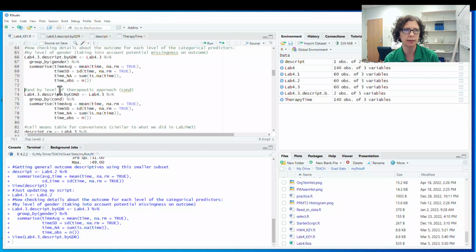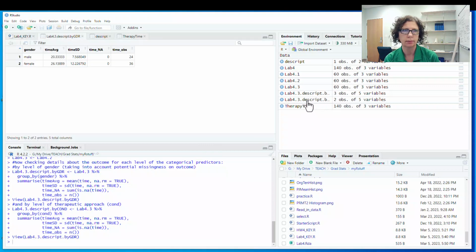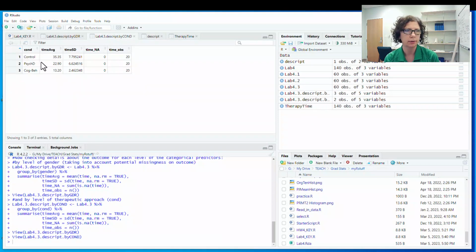I can do that same thing looking at therapeutic approach, which is the variable called COND. That's gender, there we go. So in the control condition, average time was 35 weeks, and there were 20 observations in each one of those categories. Psych D, average time was 22.9, and Cog Behavioral, average weeks in therapy was 13.20. So I have a lot of information to start working with my table.